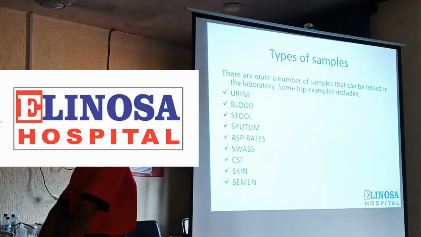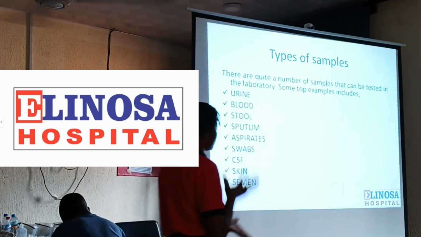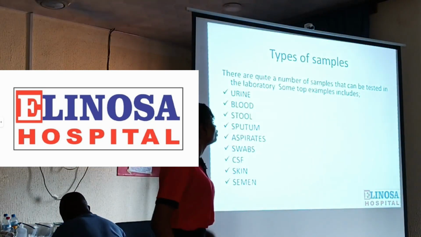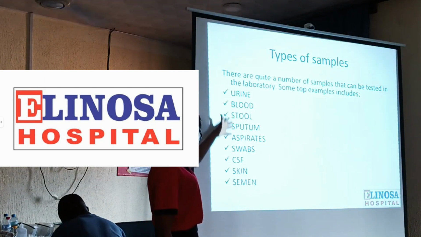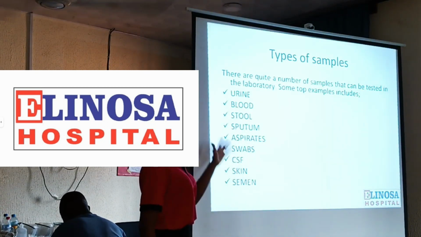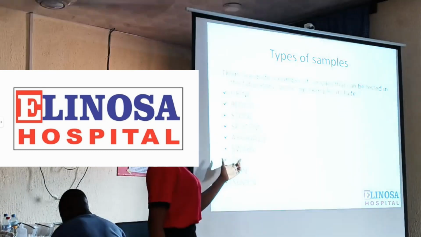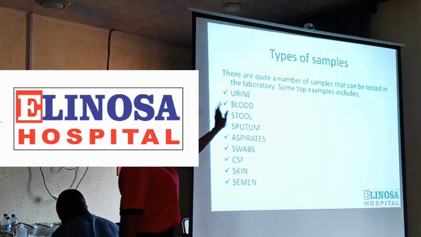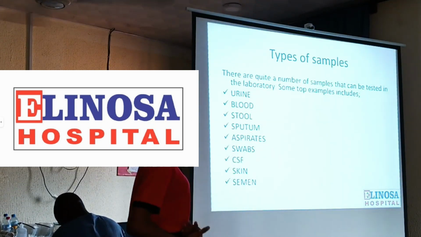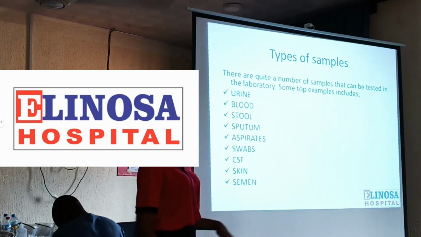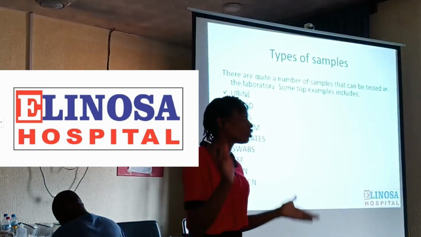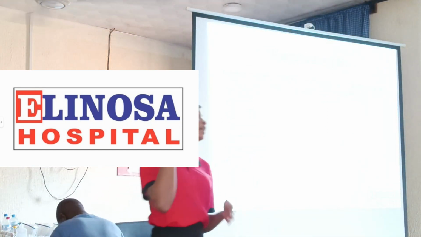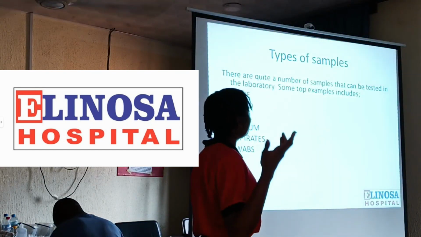So there are quite a number of samples that can be tested in the laboratory. There are lots of them. But the top examples include urine, blood, stool, sputum, aspirates, swabs, CSF, known as the cerebrospinal fluid, skin, and semen. So these are some of the top examples of specimens or samples that can be tested in the laboratory to detect the presence or absence of microorganisms. Now these microorganisms can either be parasites, fungi, viruses, or even bacteria.